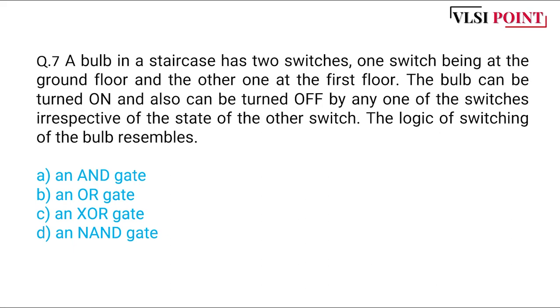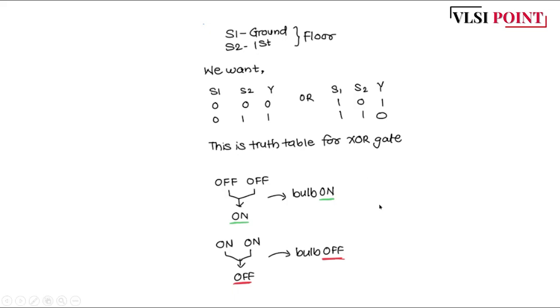You have to turn on the bulb, and also we have to turn off the bulb using any of the switches, irrespective of the state of the other switch. We don't care what the state of the other switch is. Okay, we can solve like this. Let's say S1 is a switch which is at the ground floor, S2 is at the first floor.